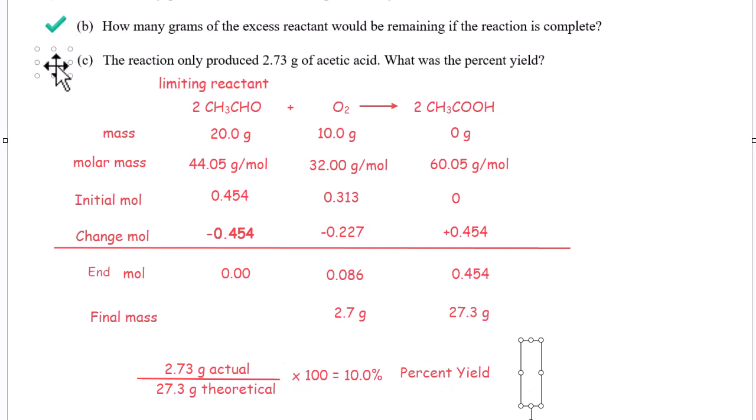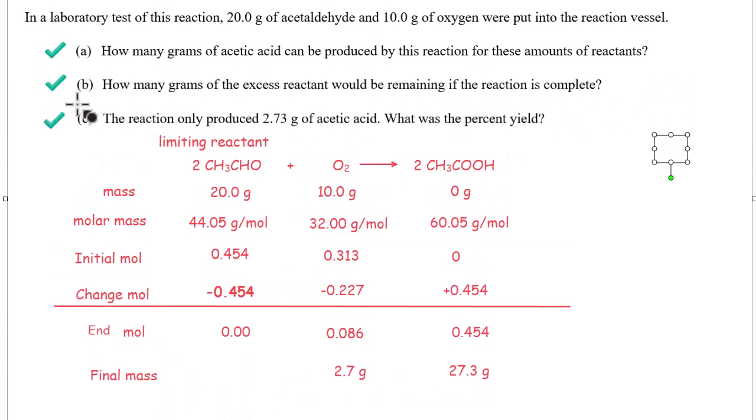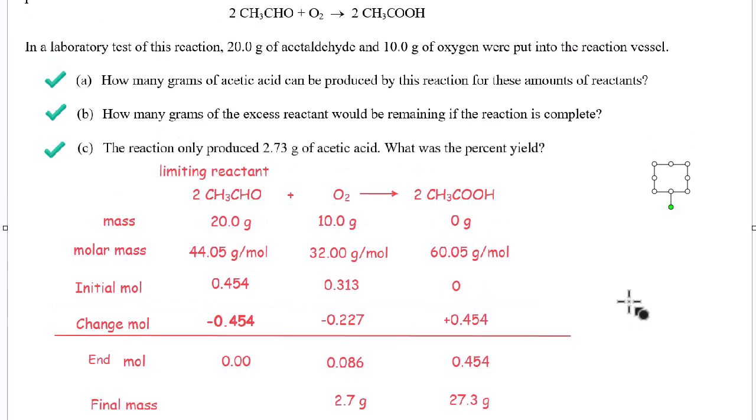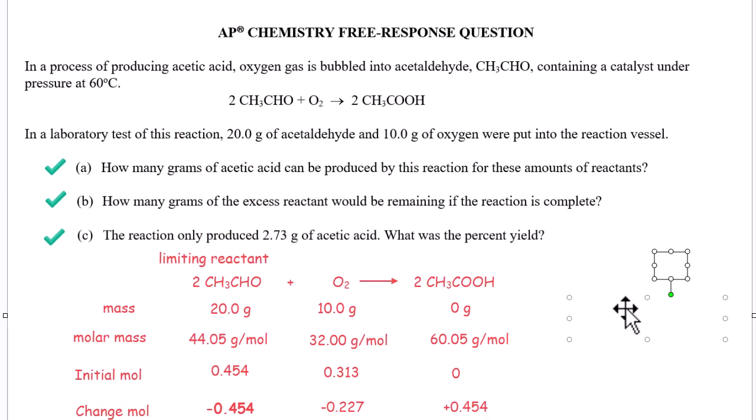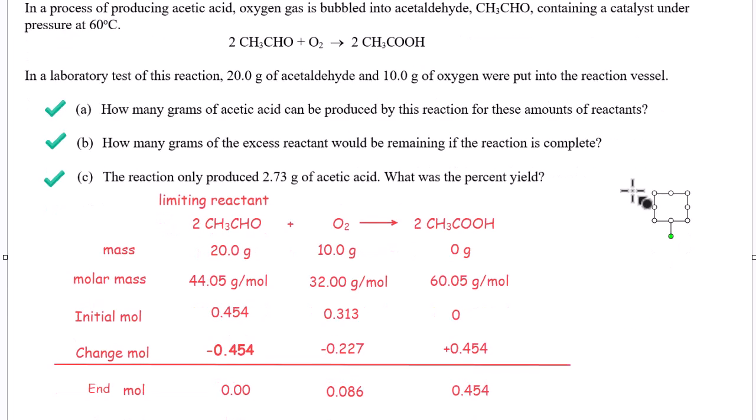So have we answered that question? Yes, there's our check mark. All three, 1, 2, 3 for A, B, and C. There we go. An FRQ. The other parts of the FRQ would probably be coming up with the Lewis dot structures of the acetic acid. There's an FRQ, and now you know how to do an ICE chart and how to use it with a limiting reactant.